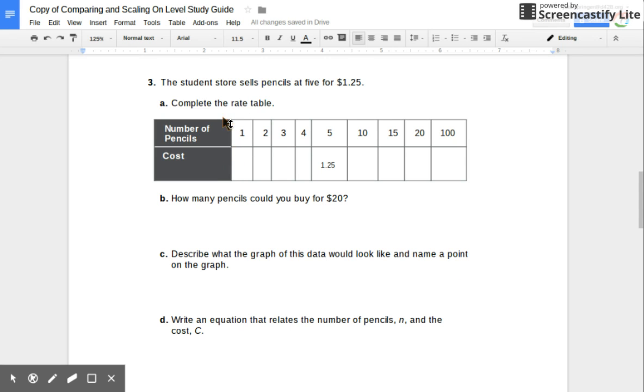Third question of the study guide. The student store sells pencils at 5 for $1.25. Complete the rate table. So 5 pencils cost $1.25. We can easily find out how much one pencil costs.